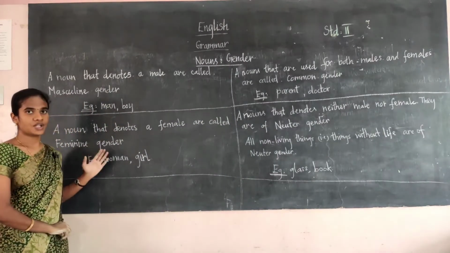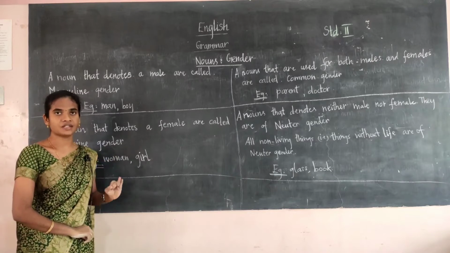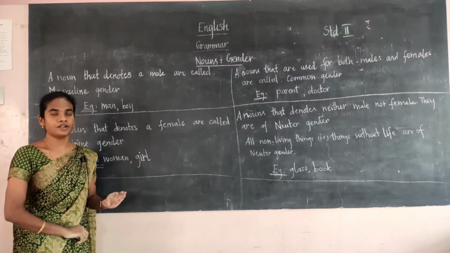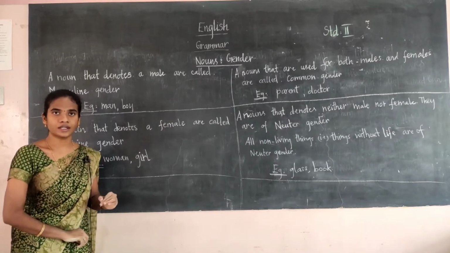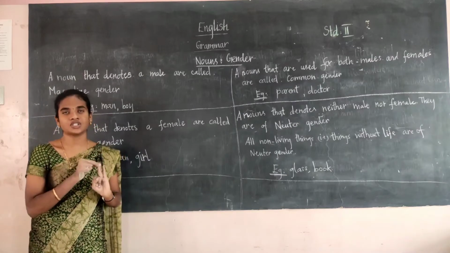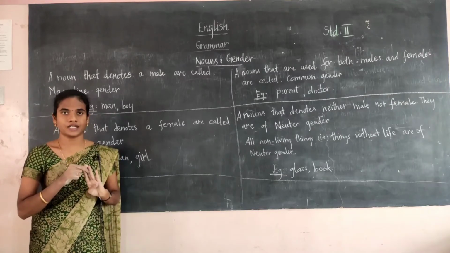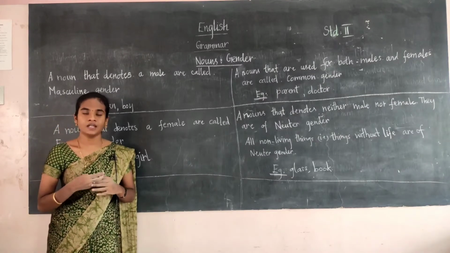In gender there are four types: masculine gender, feminine gender, common gender and neutral gender. So how many genders are there? First one masculine gender, second one feminine gender, third one common gender, fourth one neutral gender. Now let us see them one by one.